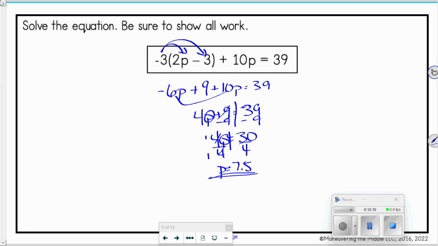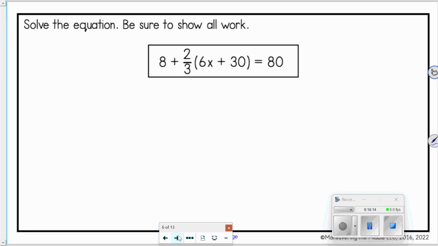Any questions on either of those? Okay, let's turn it over. On the back side, you've got 3 more up top. Let's go and do those 3 together. I'll give you guys about 6 minutes.